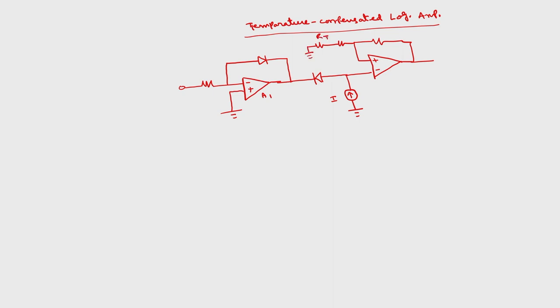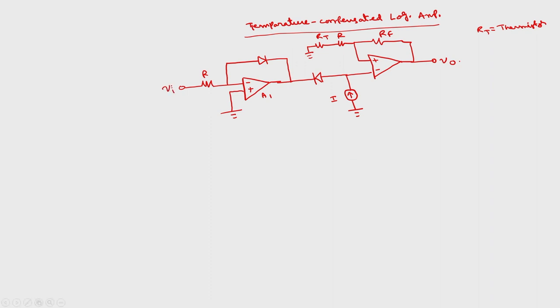This is RT, which is thermistor basically. RT is thermistor. This is same as this R. This is RF, feedback resistance. This is final output V naught.